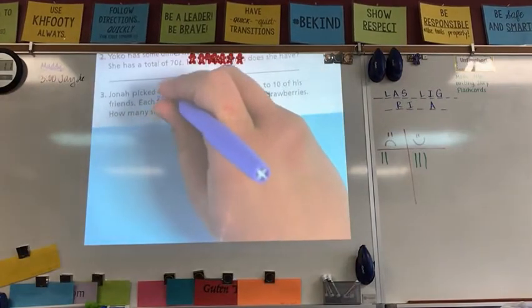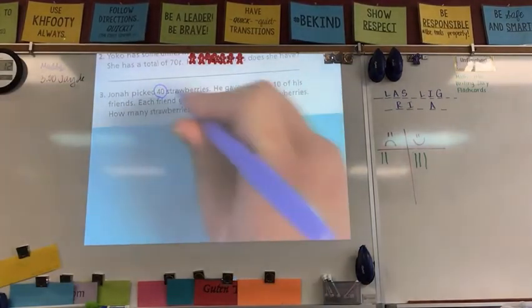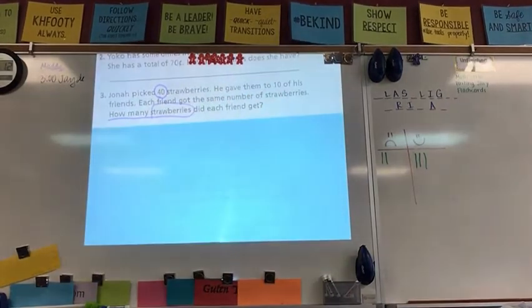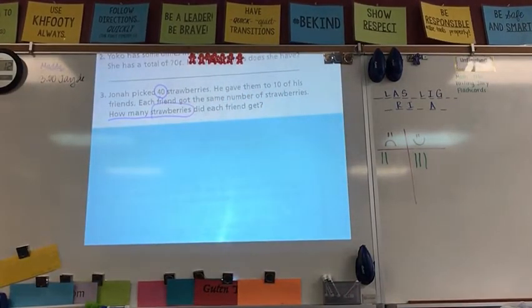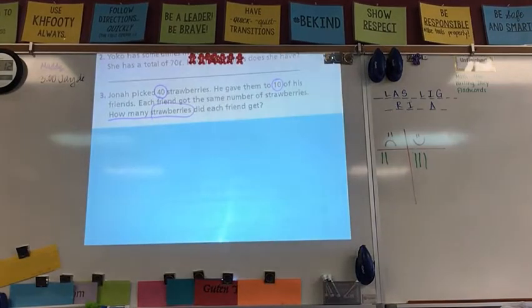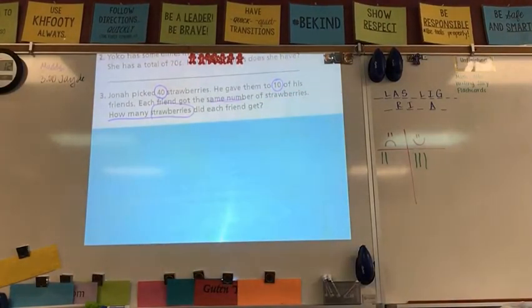I'm going to mark that 40 because he noticed that was a big number. What else, Ellie? How many strawberries did they get? Good. How many strawberries? What else, Hendrix? 10. Anything else? Keegan? Each friend got the same number. Oh, each friend got the same amount, which means that it's equal groups or equal shares, right? And each, yep.